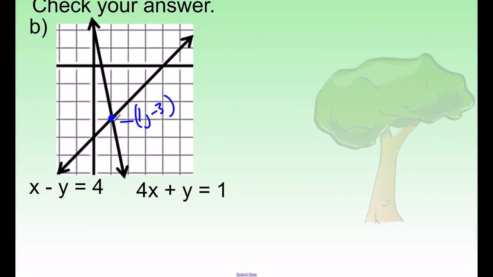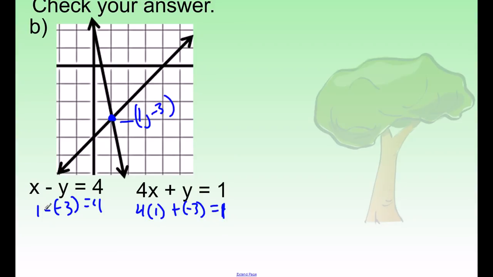Because that point is on both lines, you can see. And since it's on the line, it is a solution to that particular equation. And since it's on both lines, that point is a solution to both equations. So an x value of 1, a y value of negative 3.